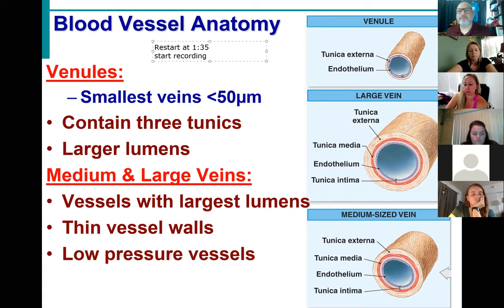All right. Any questions before we take our break? Oh, great question. Valves, yeah, valves are basically the same in the medium and the large size, yes. I mean, obviously, if it's a larger lumen, it needs a larger vein, but the anatomy of them is the same. All right. Any other questions?